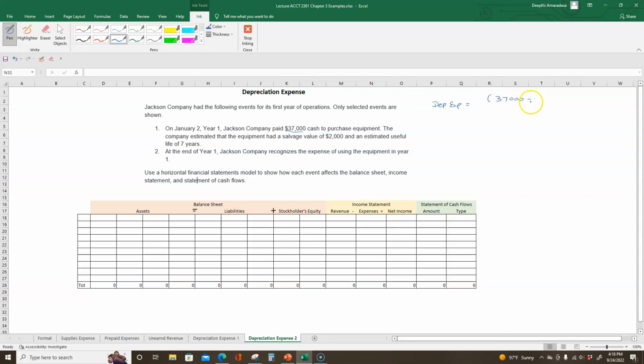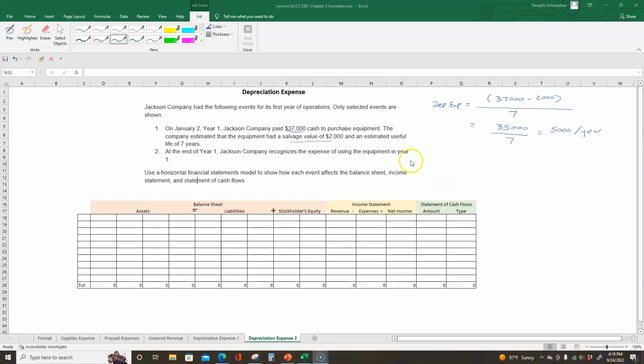Then you subtract the salvage value. In this example, they have a salvage value of $2,000. And then you divide the entire numerator by the expected useful life in years, which is 7 years, which gives you 35,000 divided by 7, which is equal to $5,000 per year. That is the depreciation expense.